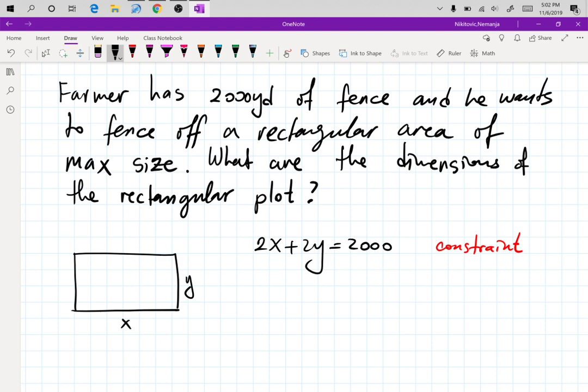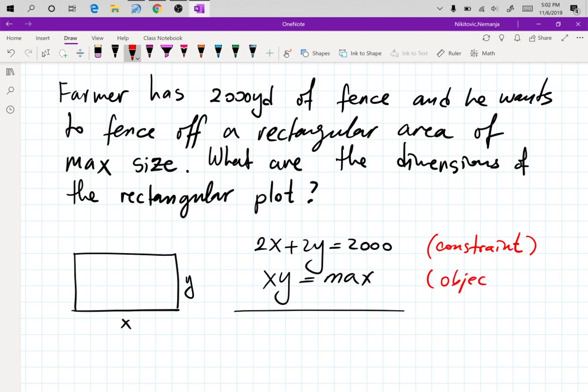Now, what is your goal? What is your objective? 2x plus 2y. Well, no, it's supposed to be 2,000. Well, you want a maximum area. Yeah, I want the maximum area. So it's going to be x times y. Beautiful. Same as last time. So this is our constraint, this is our objective. Your objective is always something getting minimized or maximized. Now we're trying to maximize area, so again, x times y.